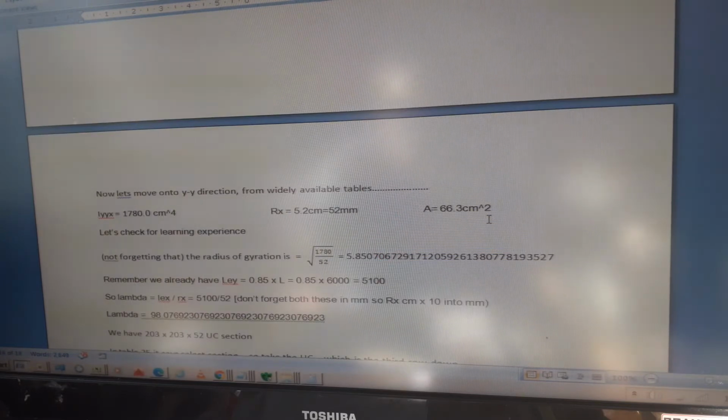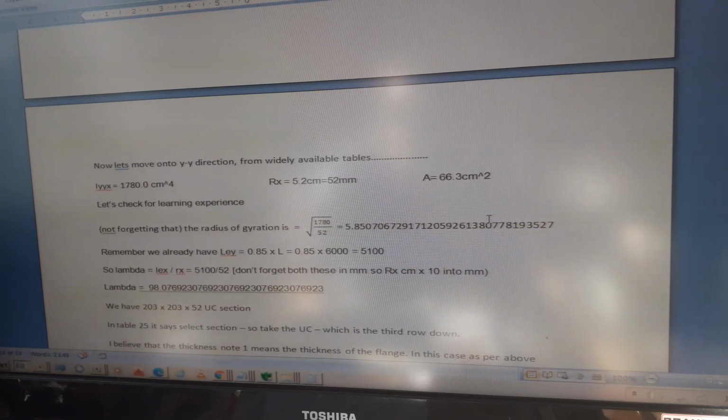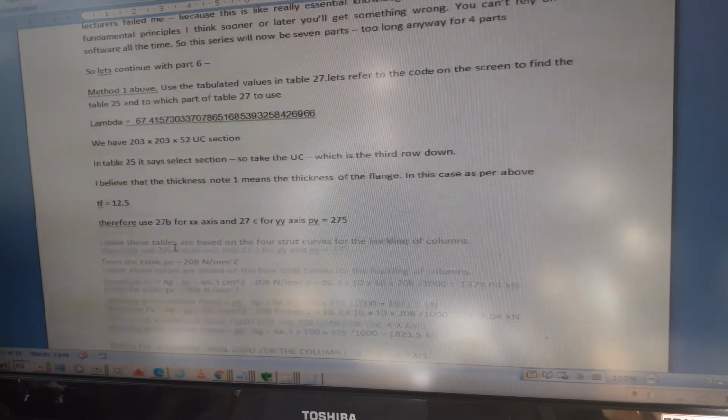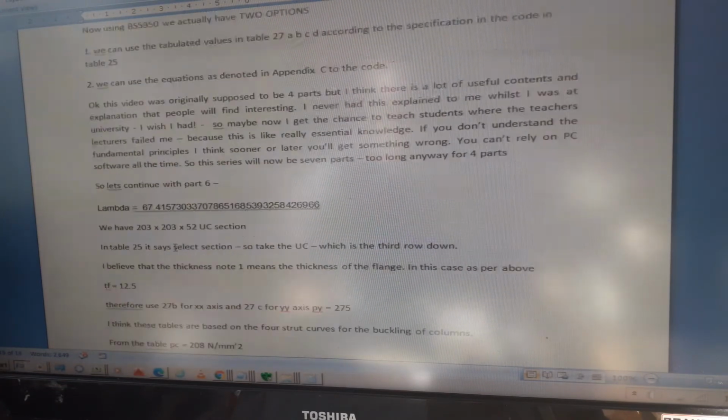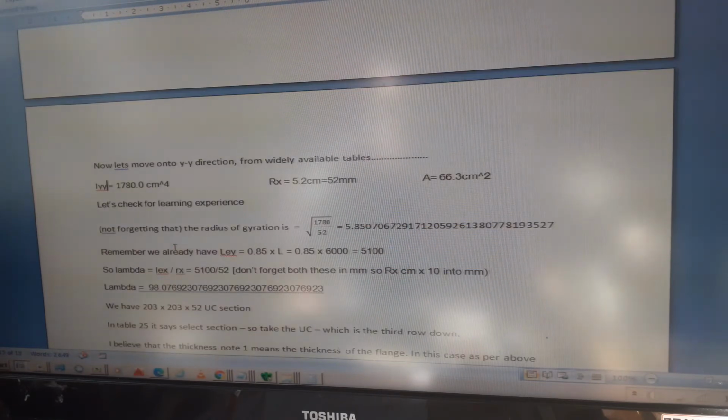Now we just have to do exactly the same thing for the y-axis. So let's move on to the y direction. From the section property tables, Iyy equals 1780. You can see Ixx is 5260 and Iyy is 1780, so it's quite a lot lower.